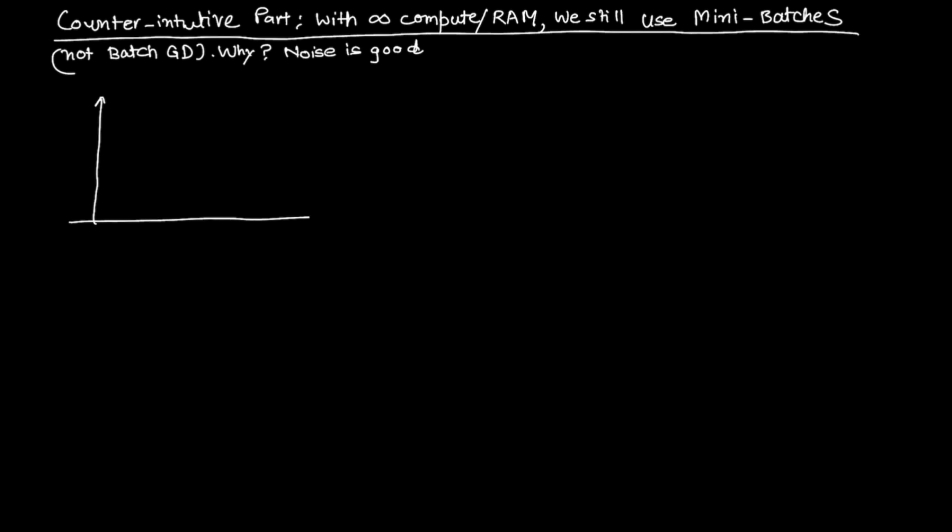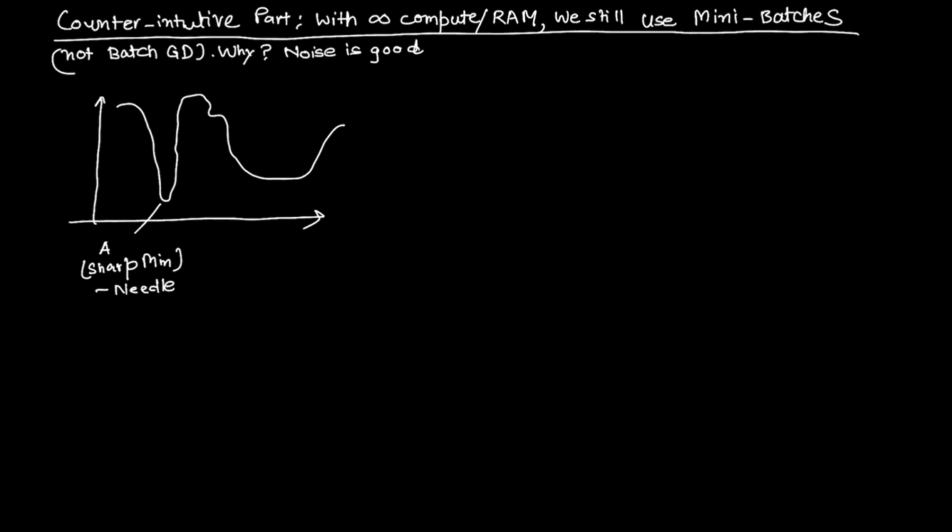Why? Because noise is good. So let's imagine we have two valleys. The first is valley A, which has a sharp minimum. It is deep but very narrow, like a needle. The next valley is valley B, which is a flat minimum valley. It is slightly less deep but very wide, like a soup bowl.